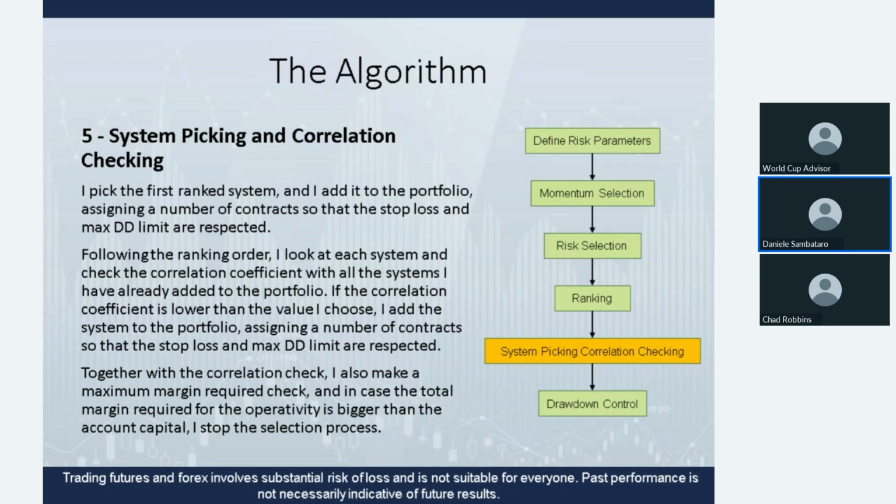Together with the correlation check, I also make a maximum margin required check, and in case the total margin required for the operativity is bigger than the account capital, I stop the selection process.